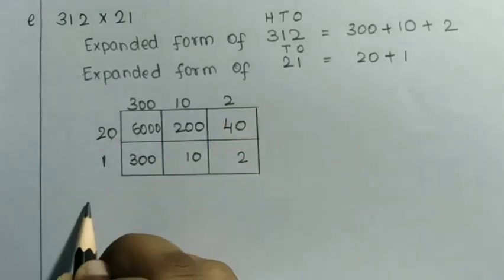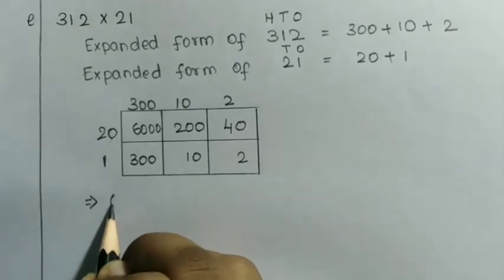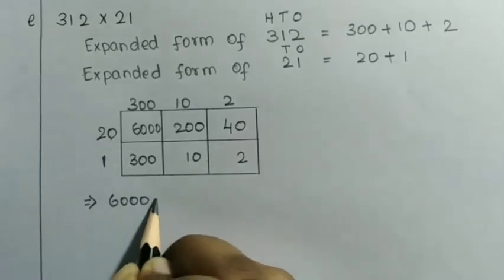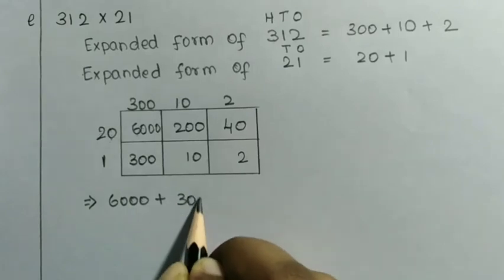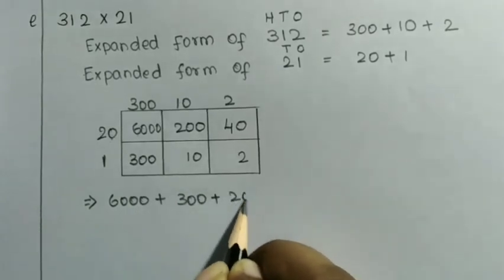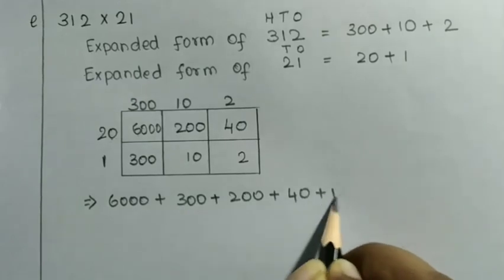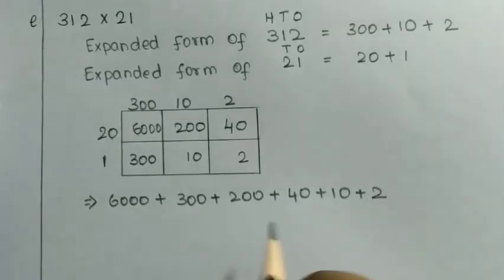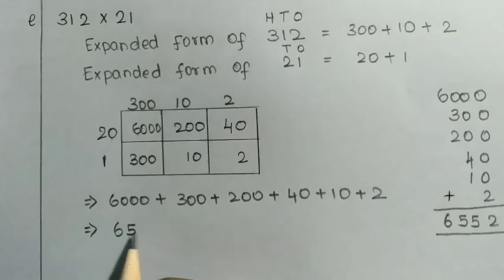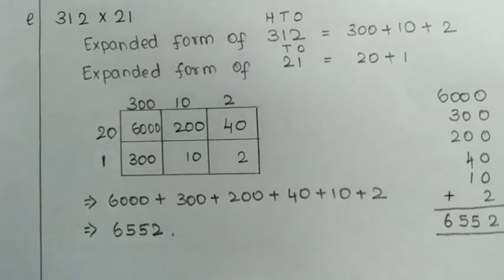Now let us add them up. 6000 plus 300 plus 200 plus 40 plus 10 plus 2. The answer is 6552.